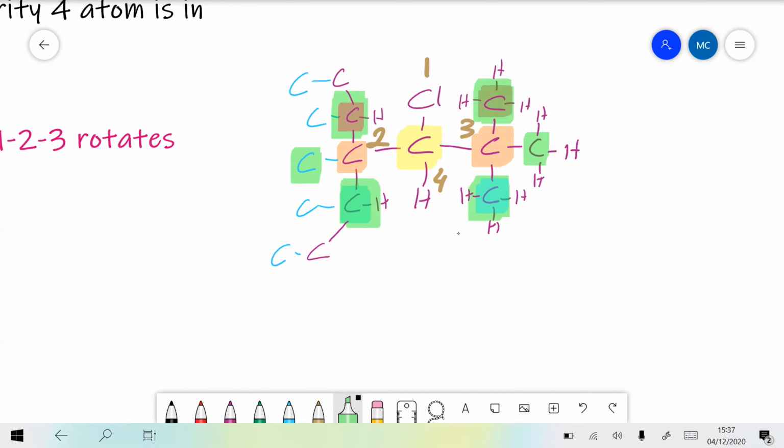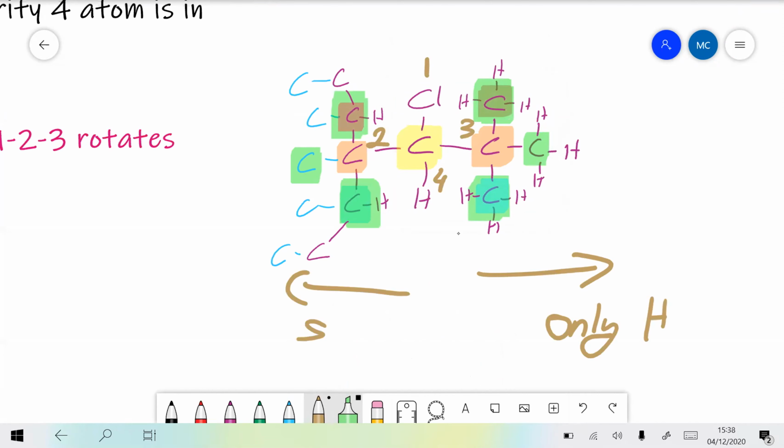Now I try to draw them all green. Then you go and see what's attached to them. And to the right, only hydrogens. To the left, you have some carbons. Because there are only hydrogens to the right, then the carbons will win. Okay?